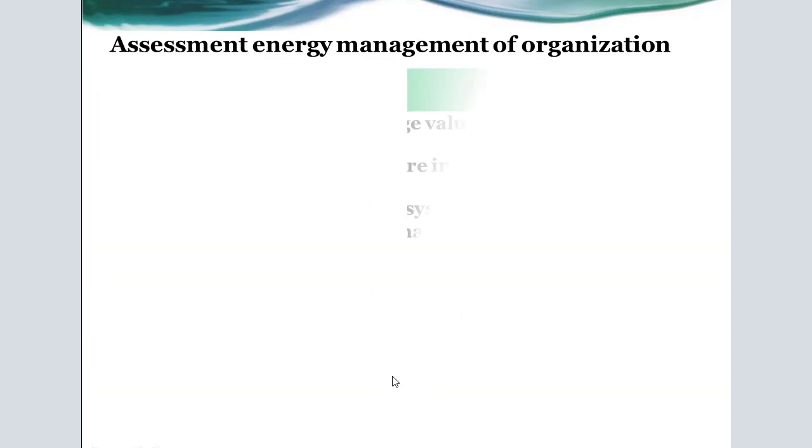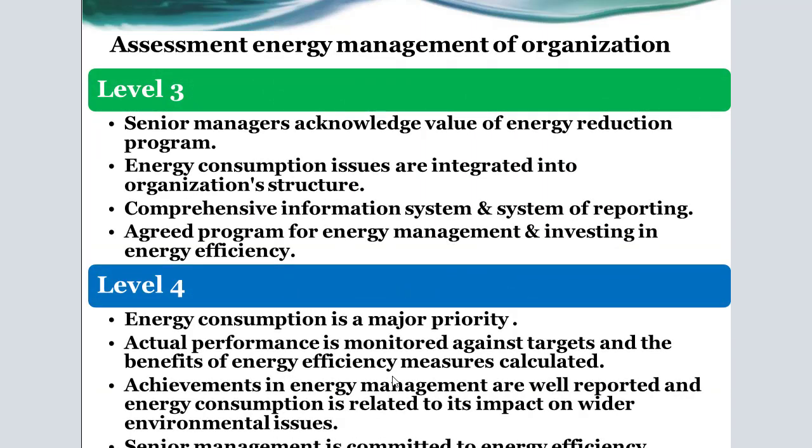While in level 3 of the energy matrix, there are different things. Senior managers acknowledge the value of the energy reduction program and energy consumption issues are integrated into organization structures. There is a comprehensive information system and a system of reporting also available, and there is agreement about the program of energy management and also agreement about investing in energy efficiency. So this level is based on the previous level, and the base level represents level number 4.